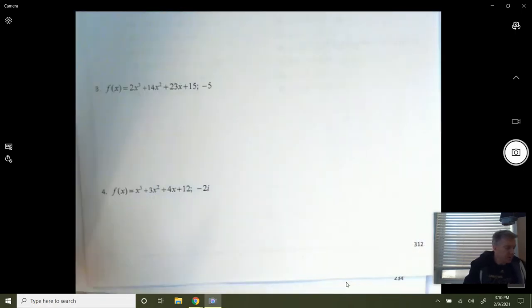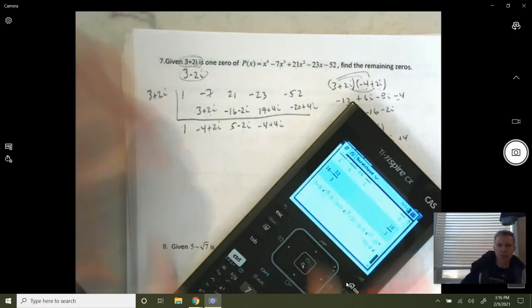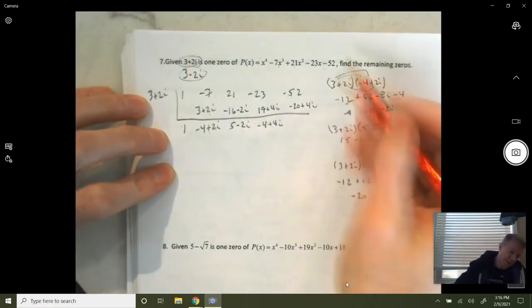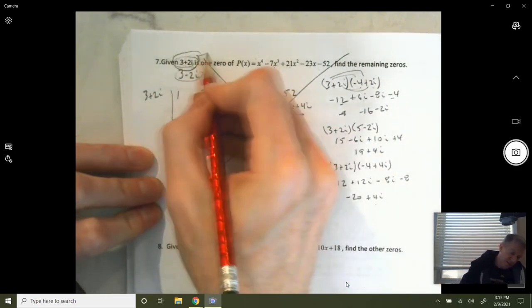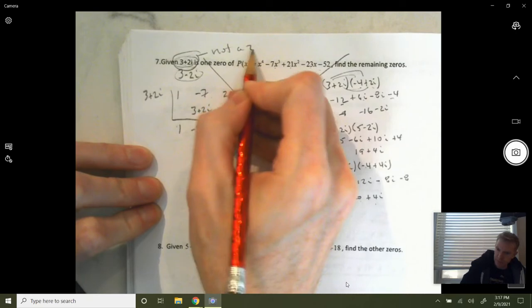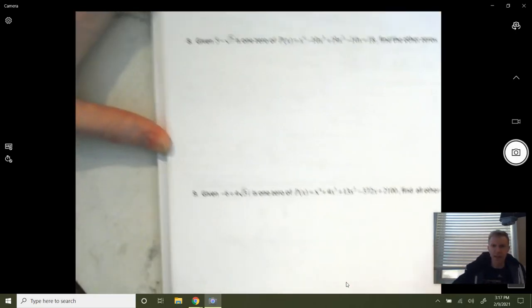Okay. So then one last page. We are skipping this problem because this one does not work. This is actually not a 0. Okay. So we're going to go down to this one. I'm going to cut that out of the video.